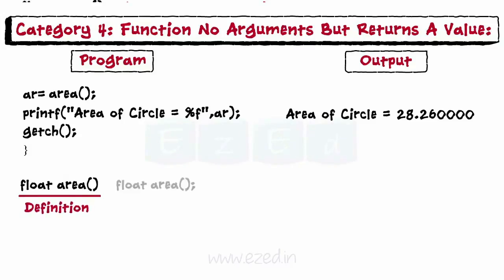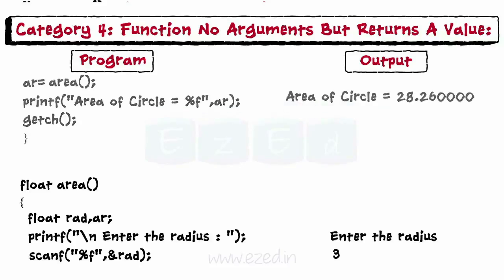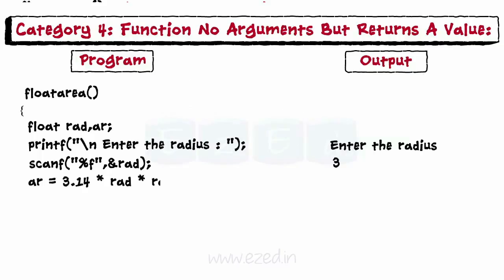Note, definition is same as declaration except for the semicolon. As the function calculates area, we define a variable AR for area and rad for radius. Then we ask the user to enter the radius and save it in rad using scanf. This line calculates the area using the area formula. It returns the area to main here. Finally, we end the function.